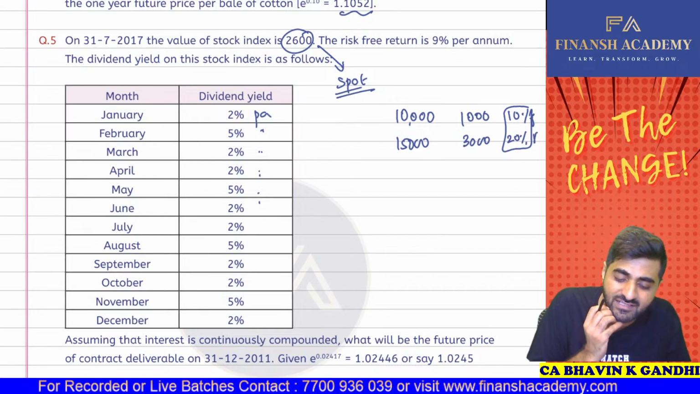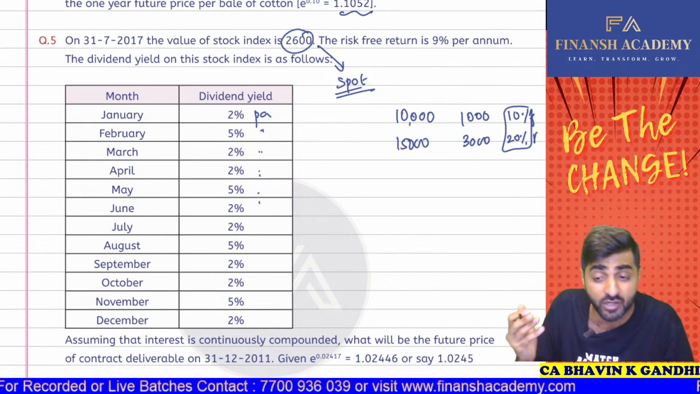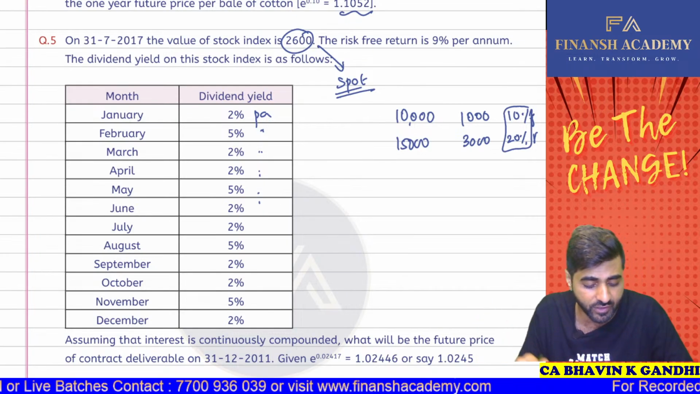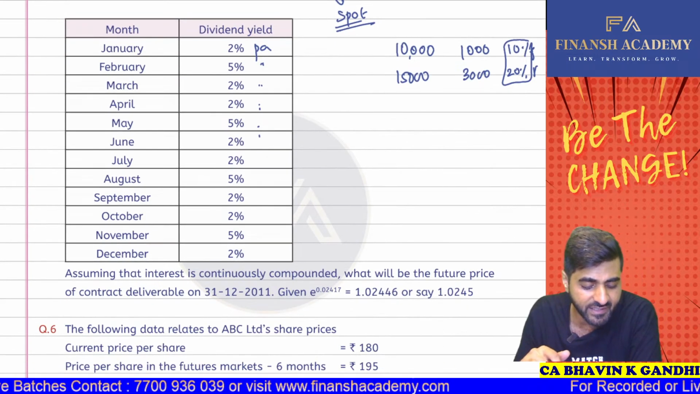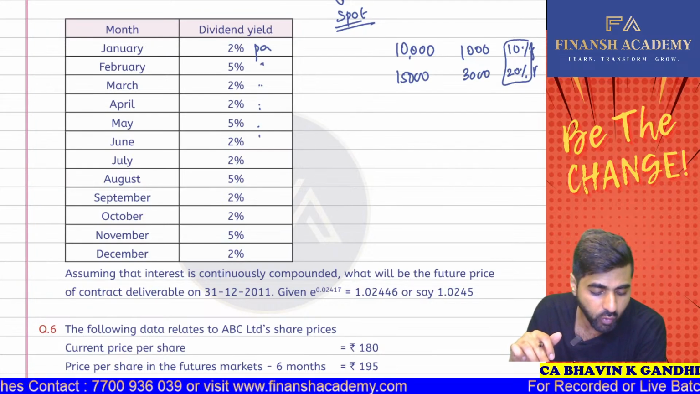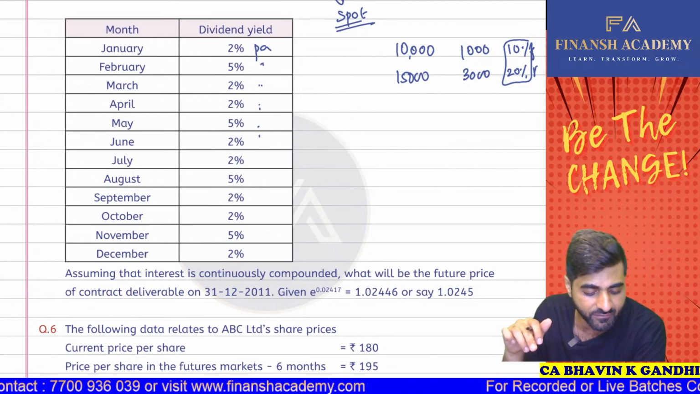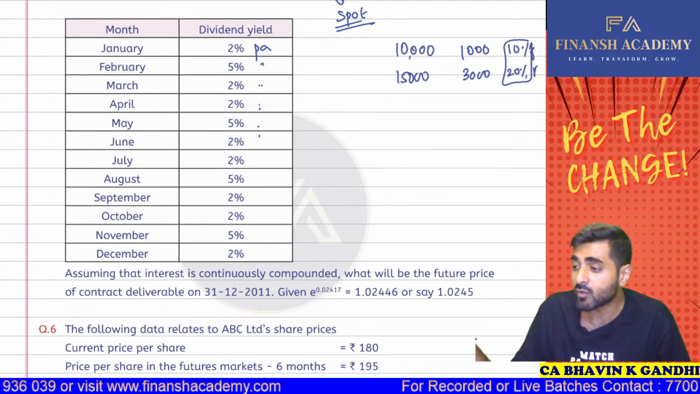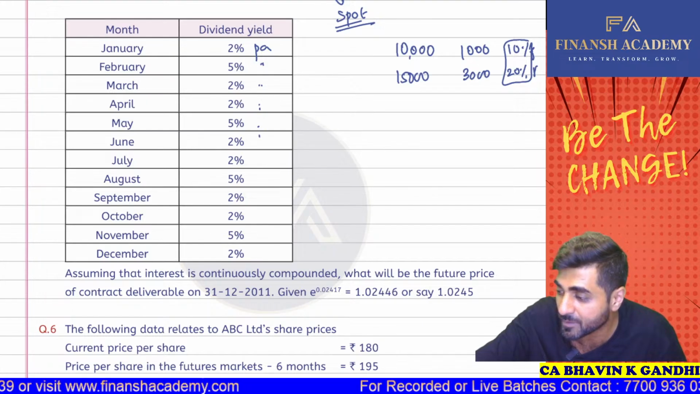Now we are standing on 31st of July where the spot is 2600. The risk-free rate is 9%. And assuming that the interest is continuously compounded, what will be the future price of the contract which is deliverable on 31st of December 2017? So we are required to calculate what should be the future price.